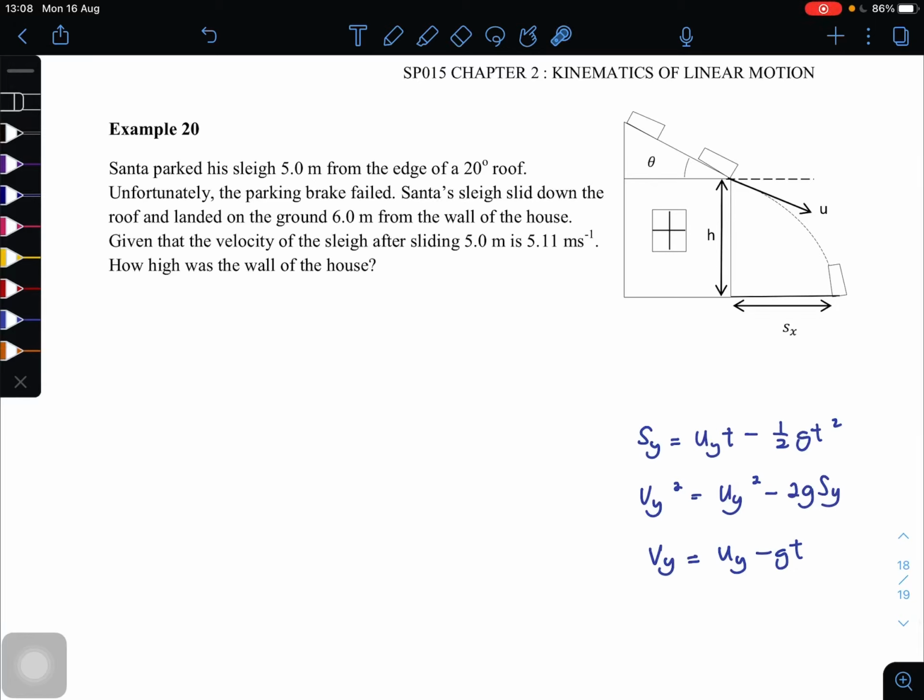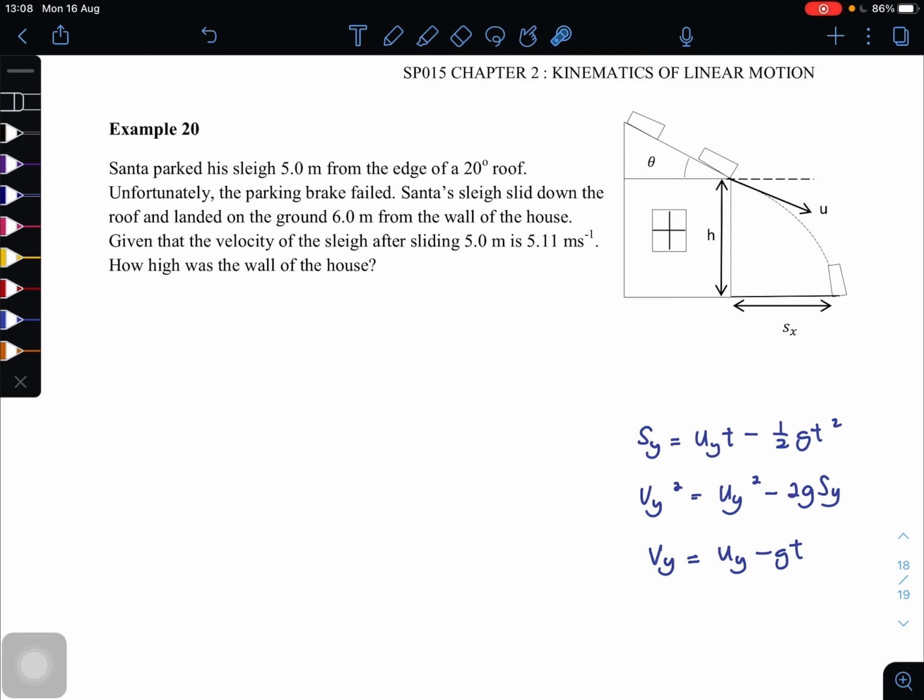Okay, we look at example 20. Santa parked his sleigh 5 meters from the edge of a 20-degree roof. Unfortunately, the parking brake fell and Santa's sleigh slid down the roof and landed on the ground 6 meters from the wall of the house. Given that the velocity of the sleigh after sliding 5 meters is 5.11 meters per second, how high was the wall of the house? Okay, so we are given the picture here to help to understand the situation.